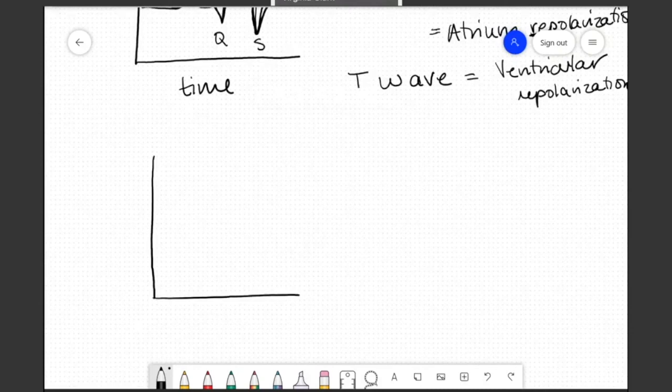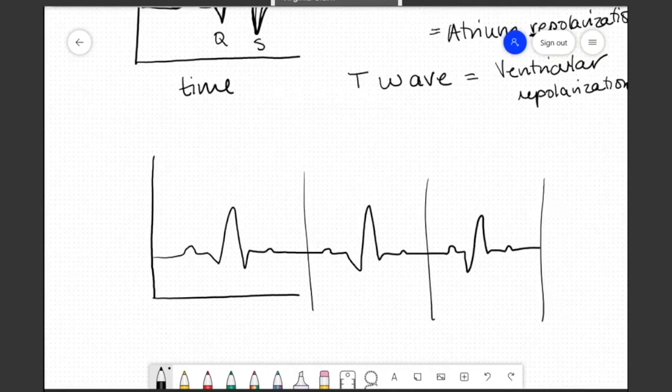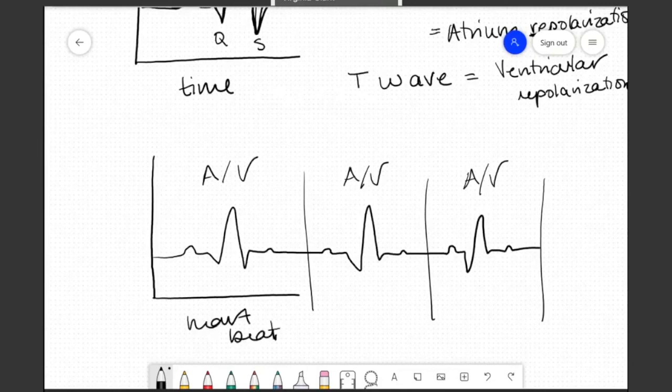When you look at the EKG, your heart rate is going to be bump, bump, bump, bump, bump, bump. So this is 1, this is 2, this is 3. So this is your heart, atrium, ventricular. This is your heart, atrium, ventricular. This is your heart, atrium, ventricular. This is a heartbeat, top, bottom. This is a heartbeat, top, bottom, and this is a heartbeat. So that is how this all works together.